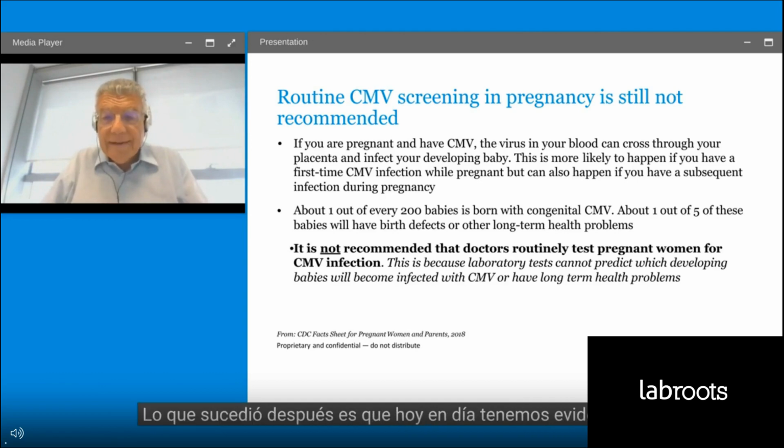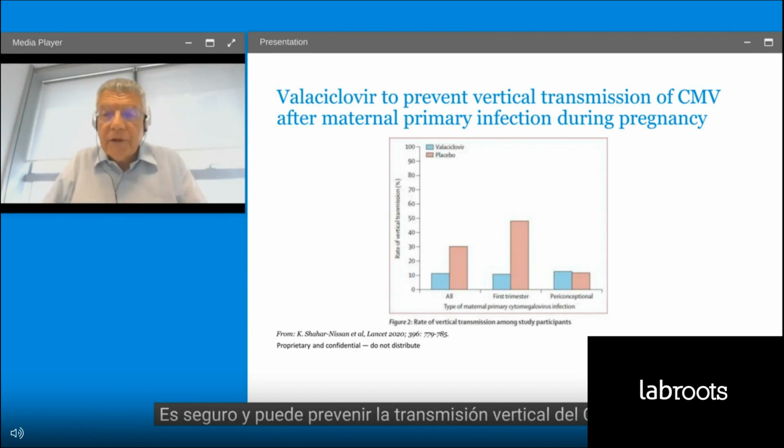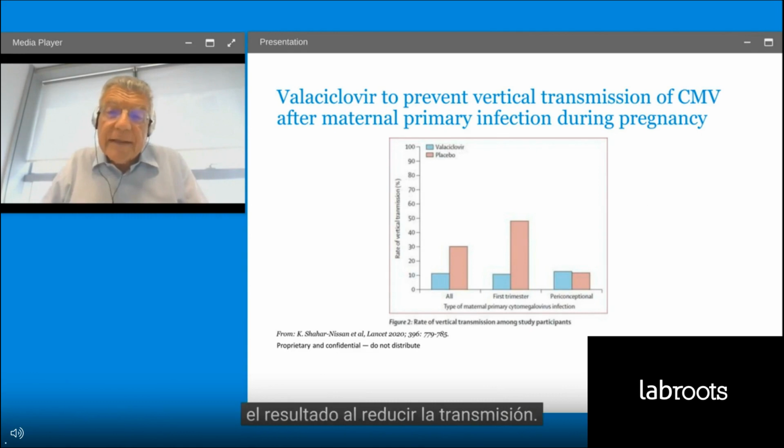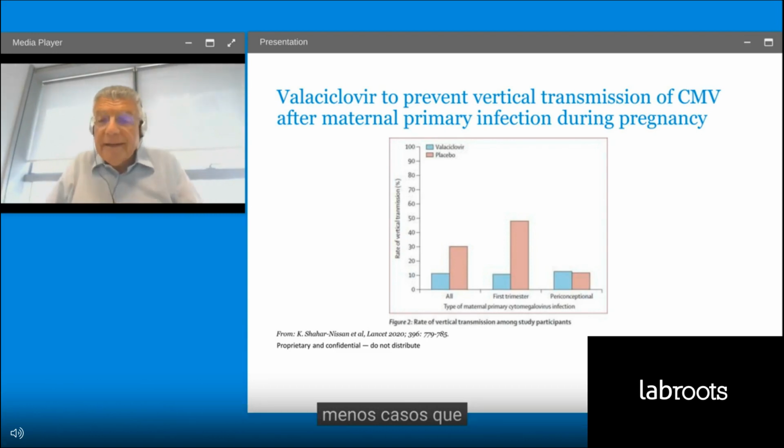What happened next is that nowadays we do have evidence that antiviral treatment during pregnancy is available, it's safe, and may prevent vertical transmission of CMV. You see here this outstanding paper published in the Lancet 2 years ago. You see the differences, the yield in terms of reduction of the transmission when you use valacyclovir compared to placebo. This is still one of the cases in which placebo was considered.